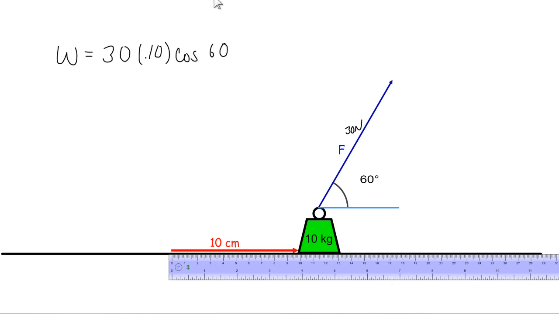And it just so happens that cosine of 60 degrees, there's a reason why I picked it, is 0.5. So if I look at this, the work that I do pushing this block is going to be, well, half of 30 is 15, times 0.10, which is 1.5 joules.